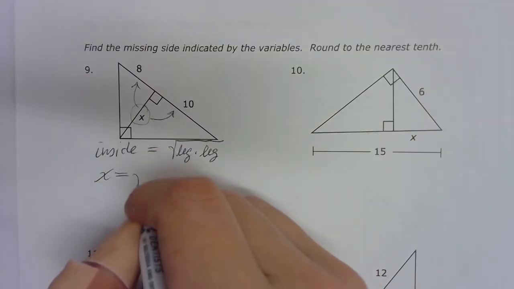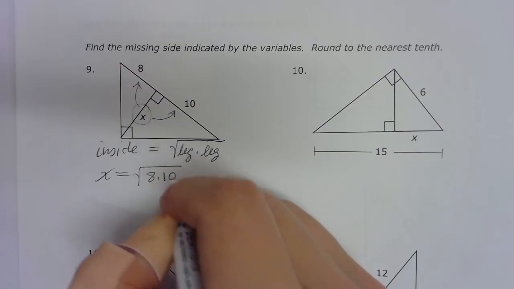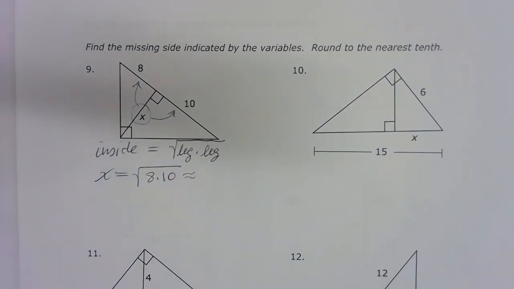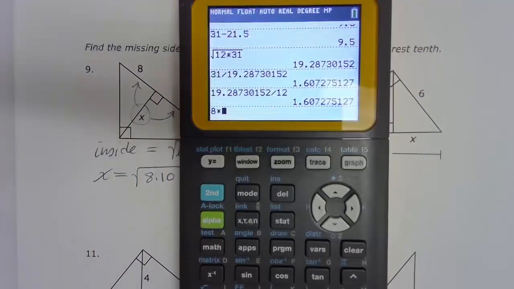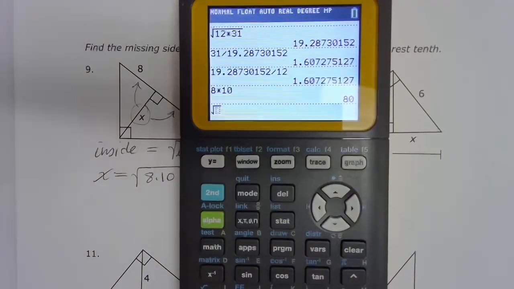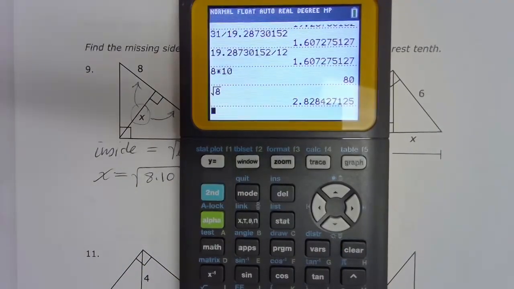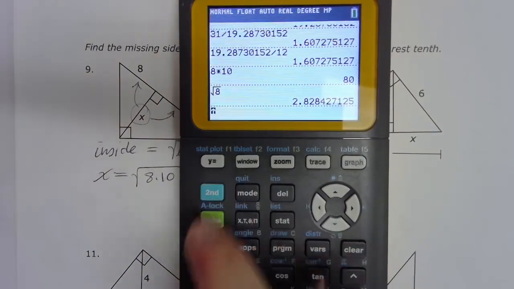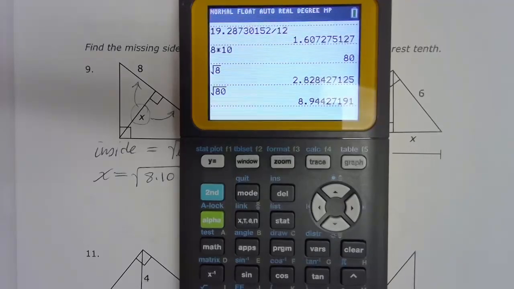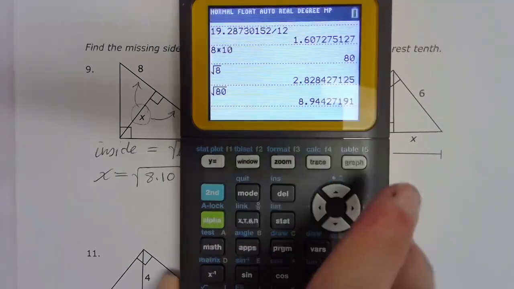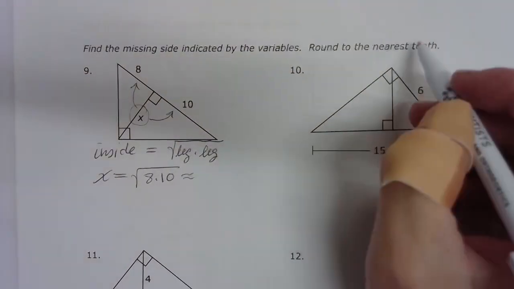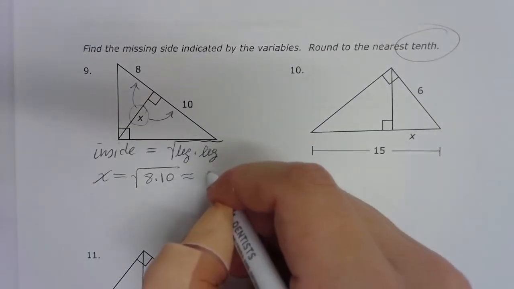If you're a formula person. So here in this case, x is equal to the square root of 8 times 10, which is approximately 8.94. Now, we rounded to the nearest tenth, so this is 8.9.